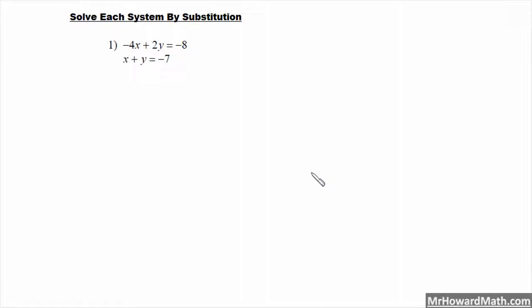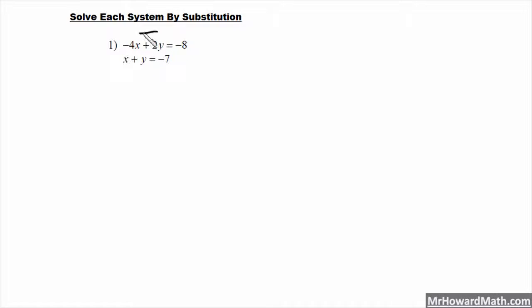Alright, today we will be solving linear systems by substitution. So far we have solved them by graphing and by elimination, but today is substitution, and the name substitution tells us what we need to do. And our first goal is to solve for either x or y in one of the equations and then take that information and substitute it into the other to solve.